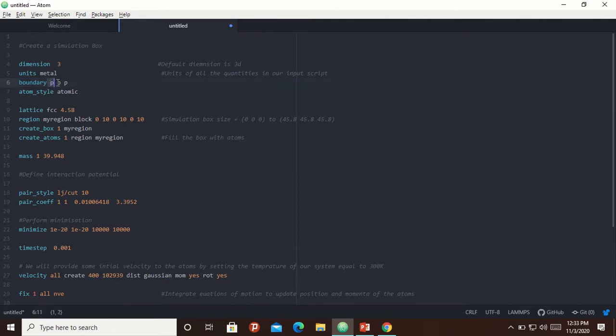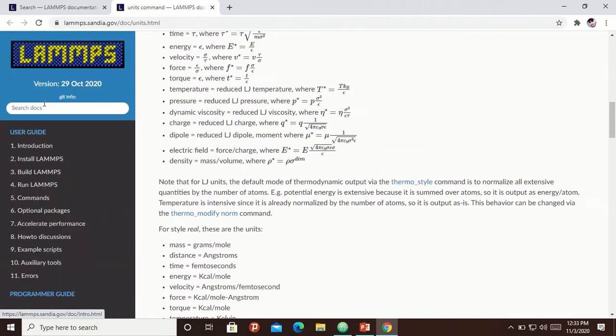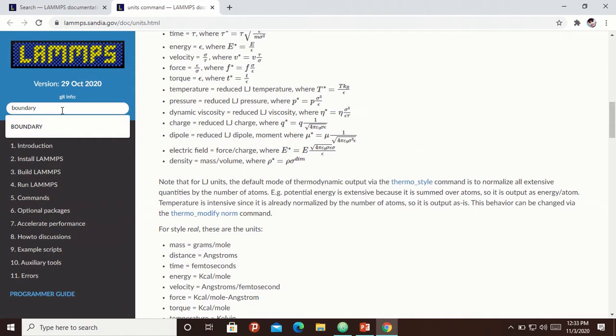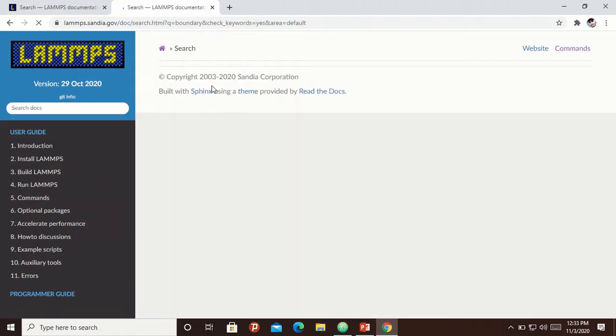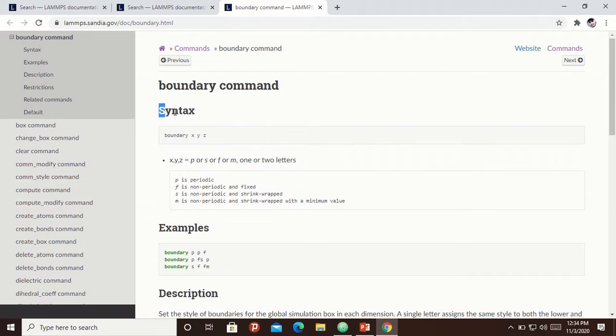So I have written here p p p. So these are the boundary conditions for our simulation box on 3 sides. Okay, we have 3 sides, x, y, z. So p means periodic here. If we look at the syntax of this, I will type boundary here. So this is the syntax of boundary x, y and z.